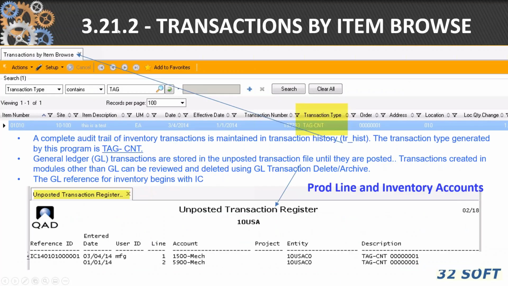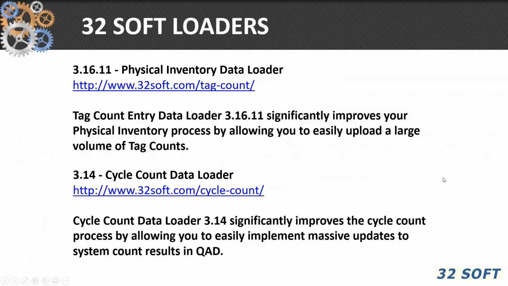It's updated in 3.21.2, the transaction by item browse, with tag-CNT transactions and with the unposted transaction register, so that you can go in and look at the TR hist, and you can look at the unposted transaction file for the impact of dollars on the physical inventory. And that's going to be defined in your product line and your inventory accounts.